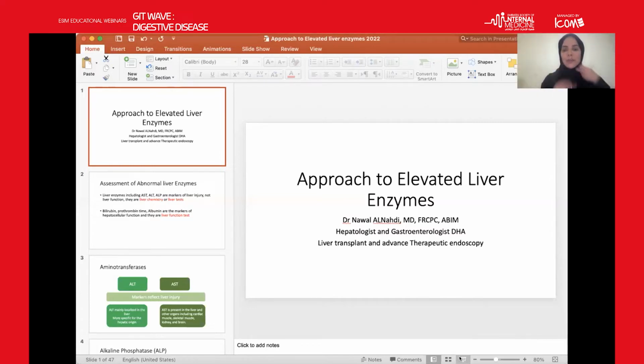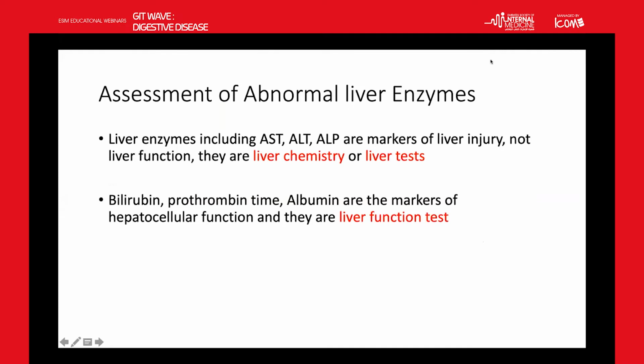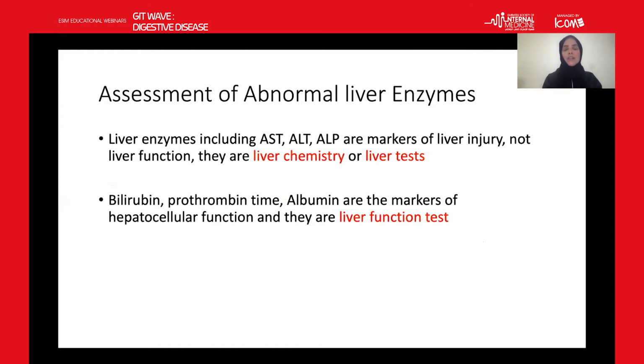Today we'll talk about the approach to abnormal liver enzymes. As we all know, AST, ALT, and alkaline phosphatase are markers of liver injury, and they are not liver function tests, and therefore they are called liver chemistry or liver tests. Bilirubin, prothrombin time, INR, and albumin are markers of hepatocyte function, and they are the liver function tests.